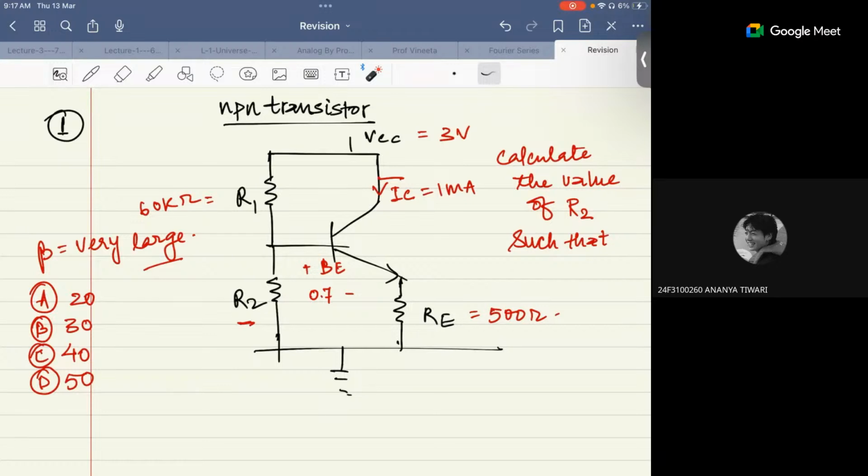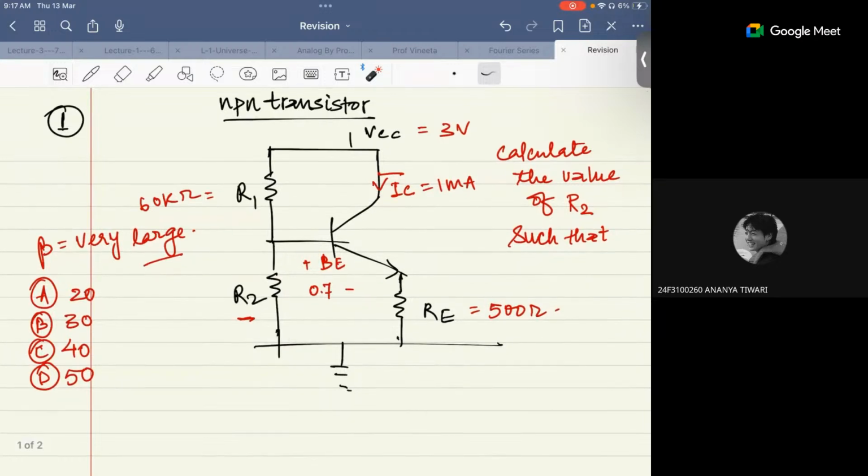Okay. Anyone else who has tried? Okay. So, yeah. The first equation, what I said, you can use here itself, right?